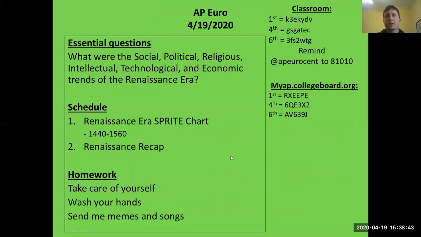All right, so that's our SPRITE chart for the Renaissance. I know I didn't hit everything. That was not the intent. The intent of a SPRITE chart is to hit the high points and to then move on.